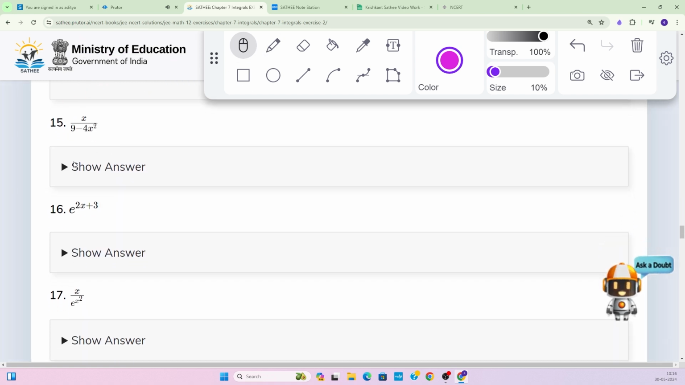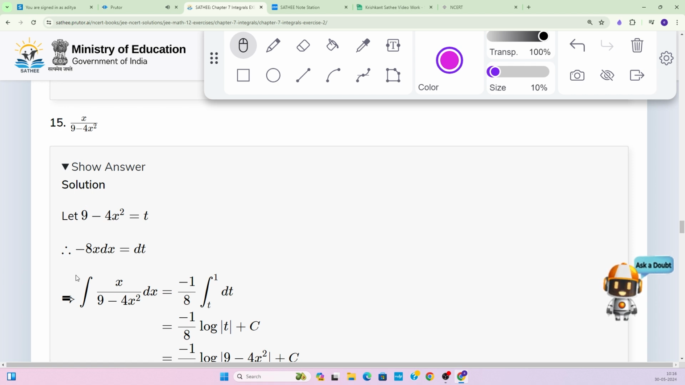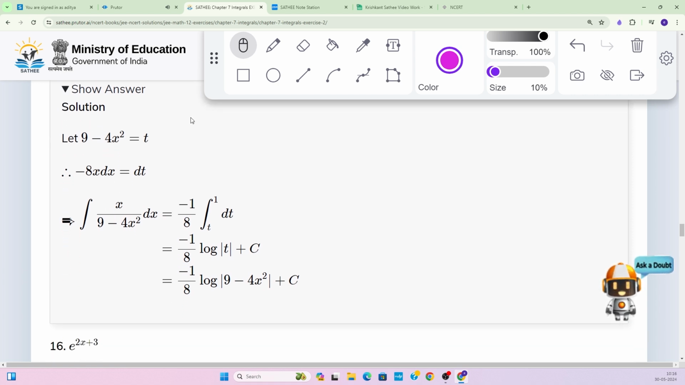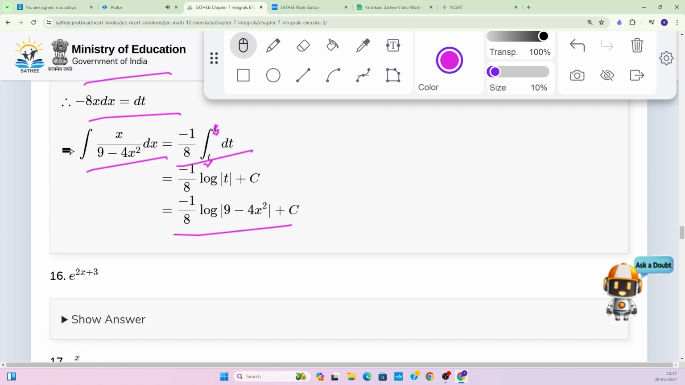Okay, now 15th problem, x divided by 9 minus 4x squared. Take the denominator equals t, you will have dt equals minus 8x dx. After integration, you will have what? Minus 1 by 8, 1 by t dt. You will have minus 1 by 8 log modulus t plus some constant. Substitute back your t in terms of x. You will have your answer minus 1 by 8 log modulus of 9 minus 4x square plus some constant.